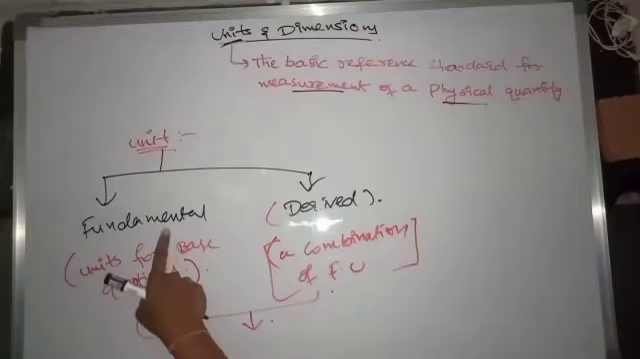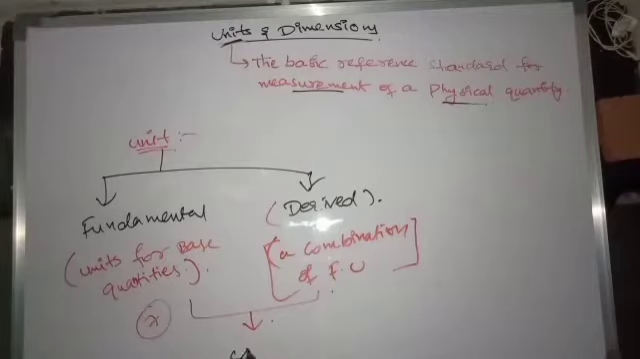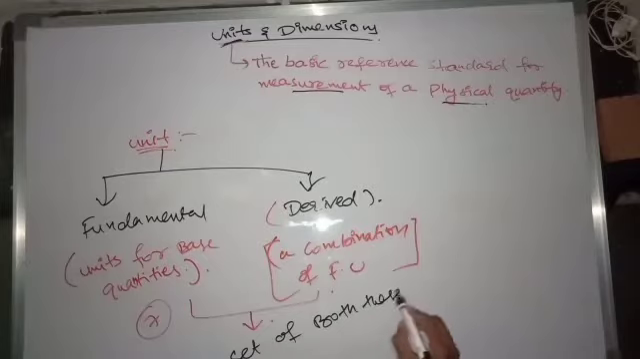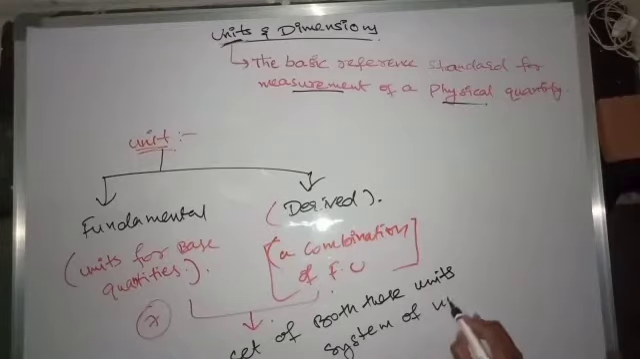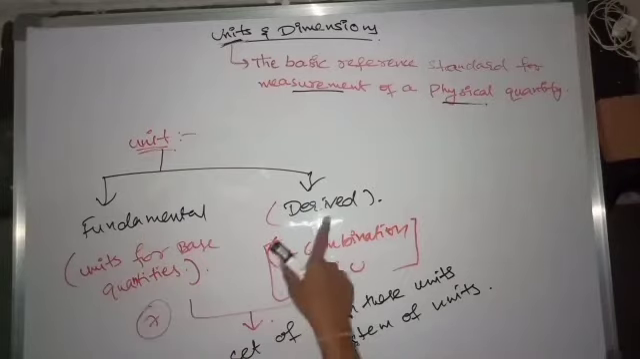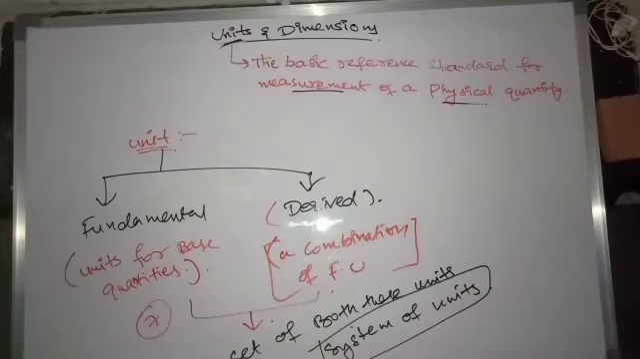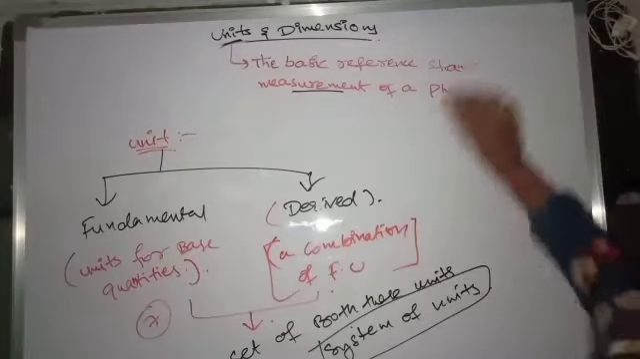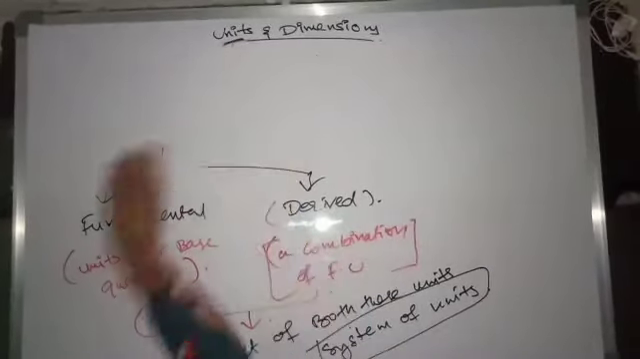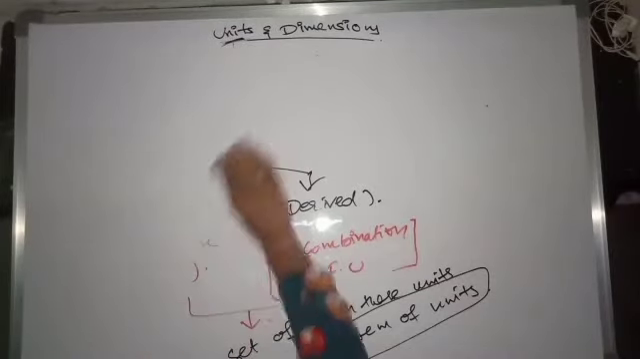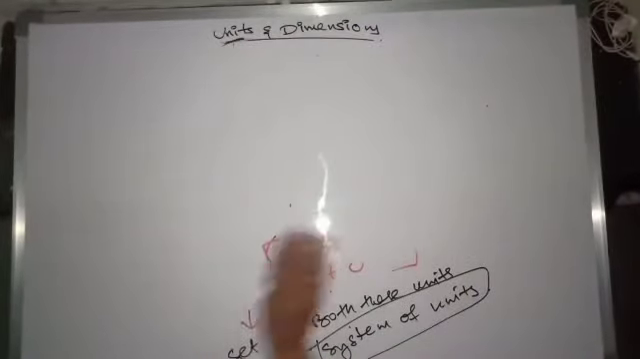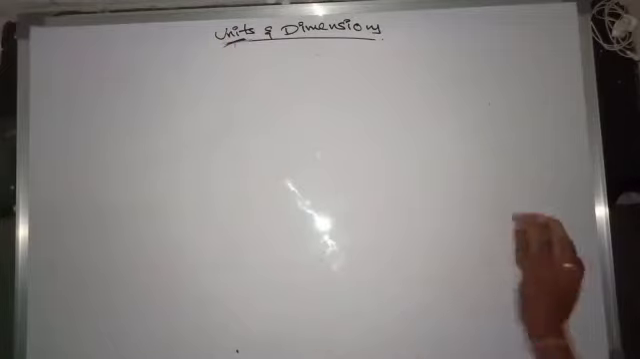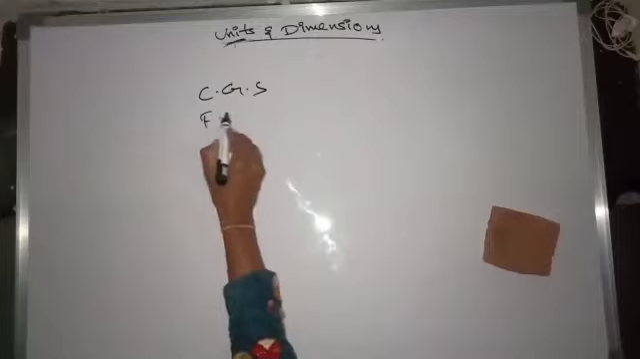And one more thing, the set of fundamental and derived units, both these units, are known as system of units. In general we have 3 such systems of units. In olden days, different scientists from different countries used different systems of units, and those systems of units are CGS, FPS and MKS.